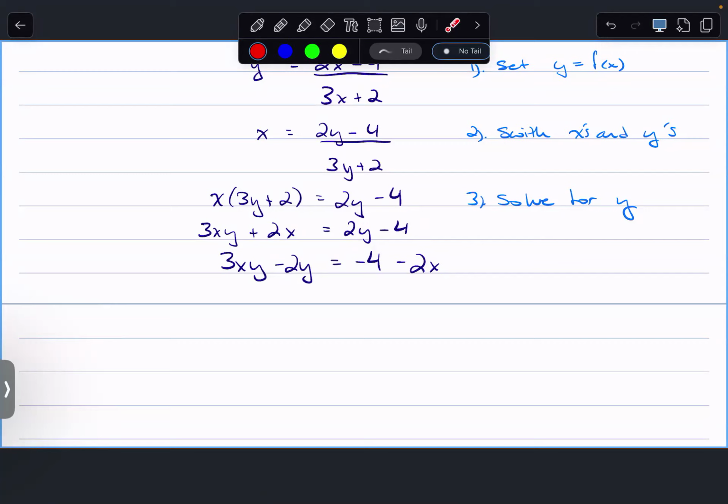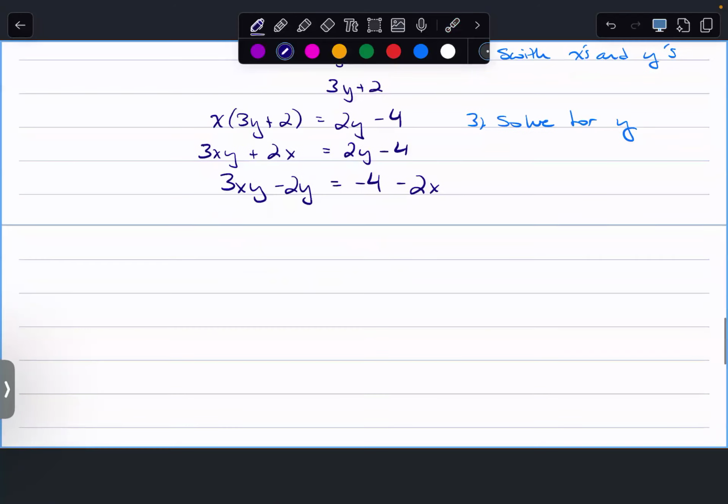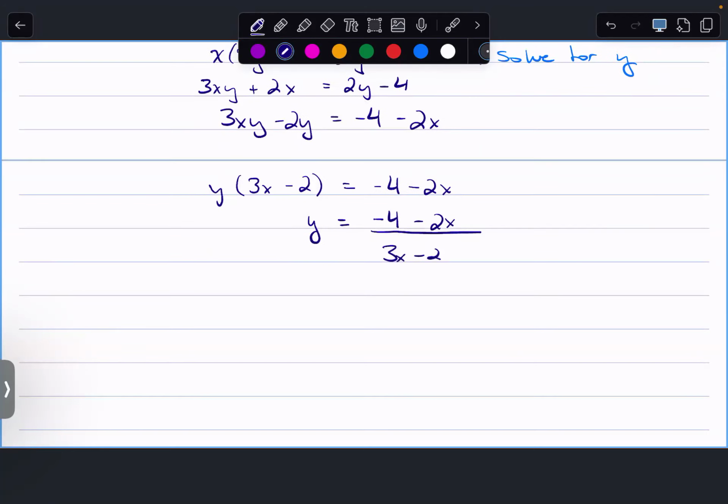Why did I do that? To get my y's on the one side, because now I can pull out a common factor of y, and I'm going to do that on the next page here. Y times 3x minus 2 is negative 4 minus 2x. Now I can solve for y by dividing both sides by 3x minus 2. So then y is negative 4 minus 2x divided by 3x minus 2. I'll clean that up.